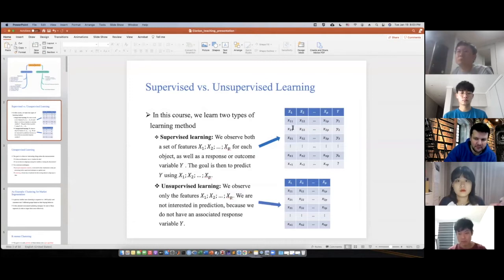So in our data matrix, let's say we have this table or data set for our analysis. In the supervised learning setting, we have P features, and we also have a target variable, the response or outcome variable, which is denoted as Y. But in unsupervised learning, we don't have that target variable. We observe only the features, so we have P features. So we're not interested in prediction because we don't have an associated response variable in our data set. This is the main difference between supervised and unsupervised learning.